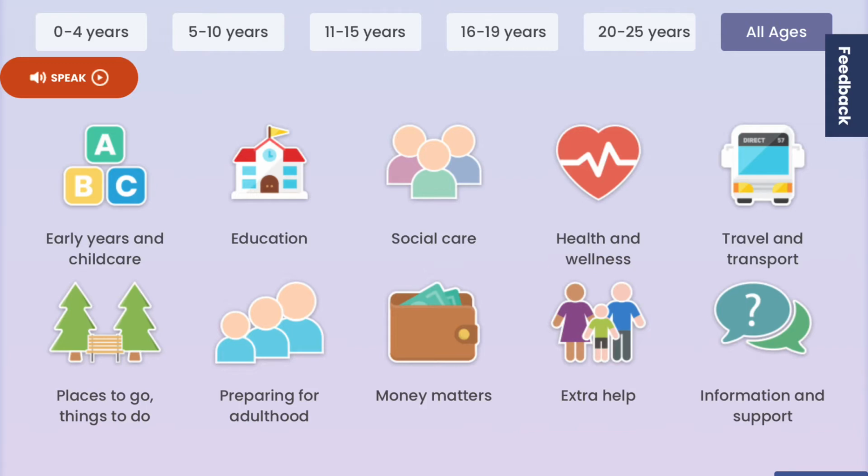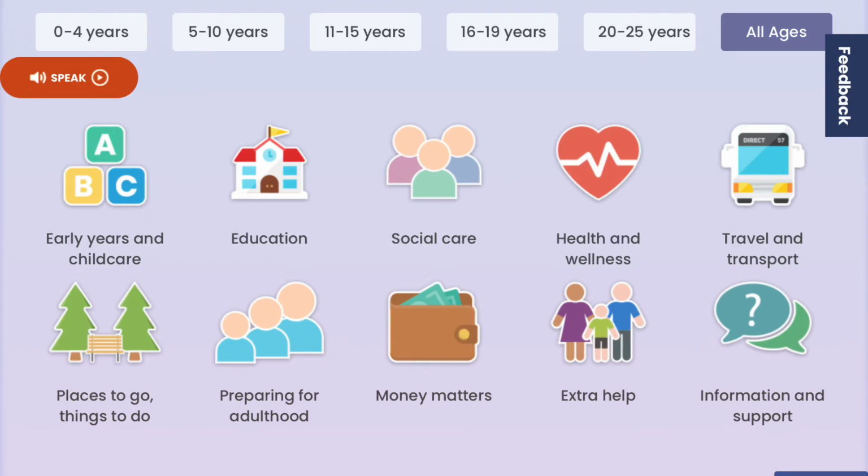Places to go, things to do. So we'll look at this a bit later on. So that's activities across Staffordshire. Preparing for adulthood. So there's lots of information in here about preparing for adulthood and what post-16 options there are, from apprenticeships to internships, supported internships, the training providers, colleges.